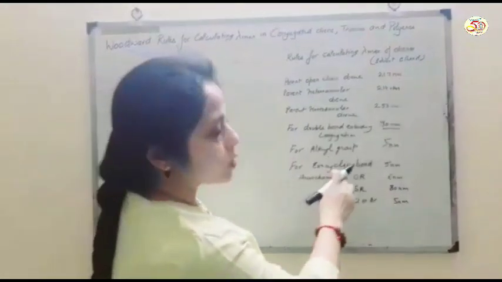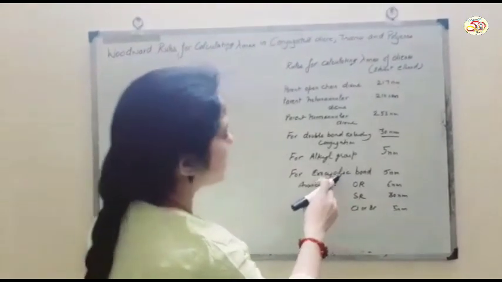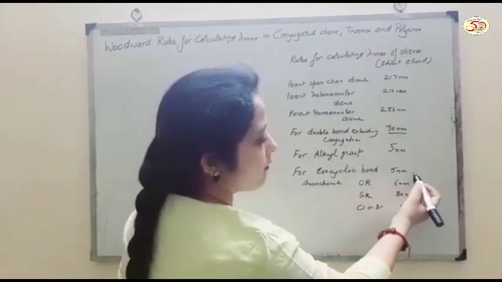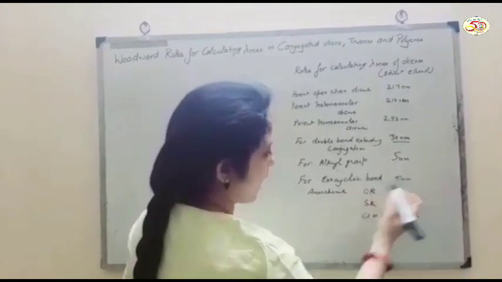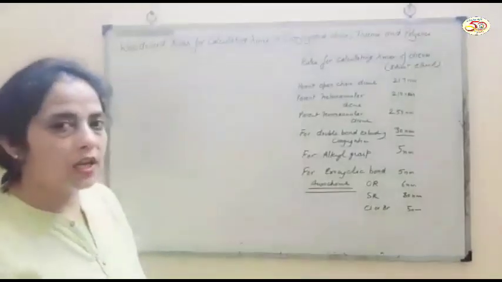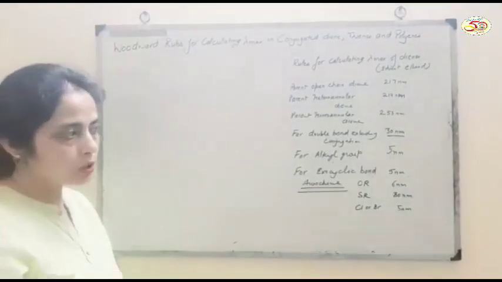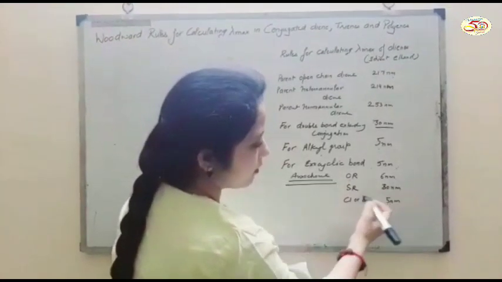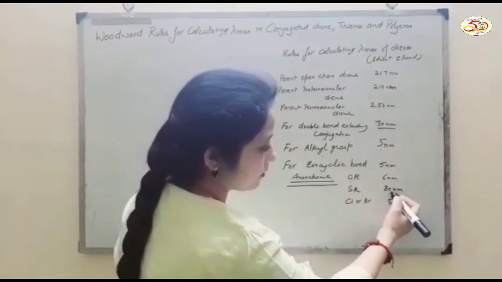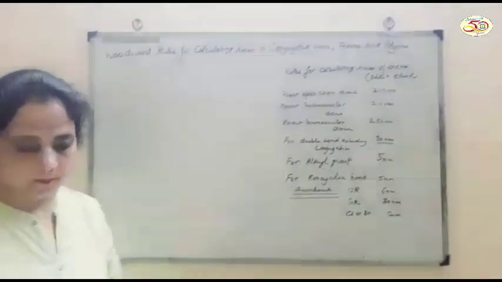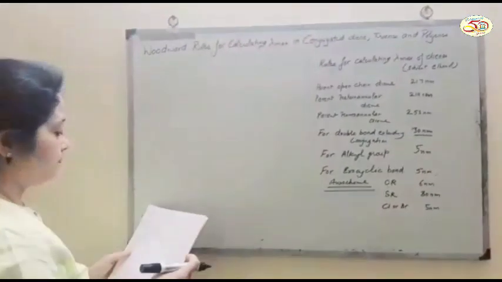And if there is an exocyclic double bond present outside the ring, then for each such double bond the value added is 5 nanometer. And if, in addition to the basic diene, triene or polyene molecule, there is some auxochrome as a substituent, then we will add 6 nanometer for OR, 30 nanometer for SR, and for halogen we will add 5 nanometer.